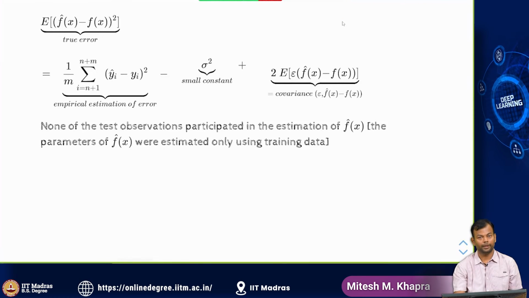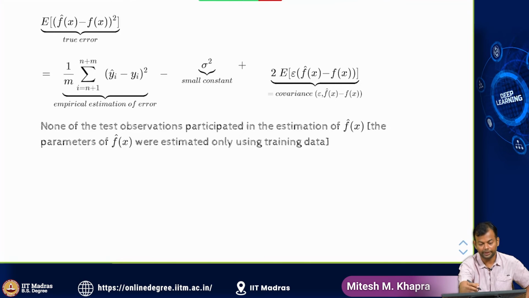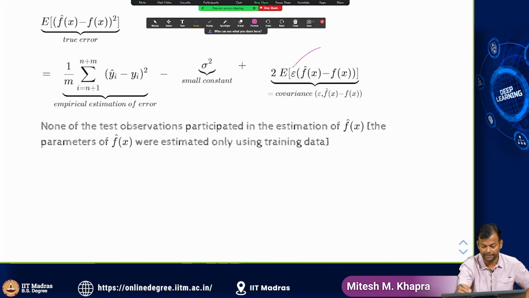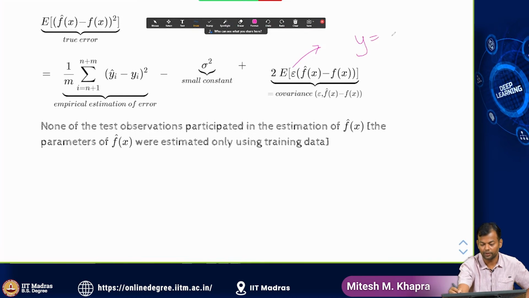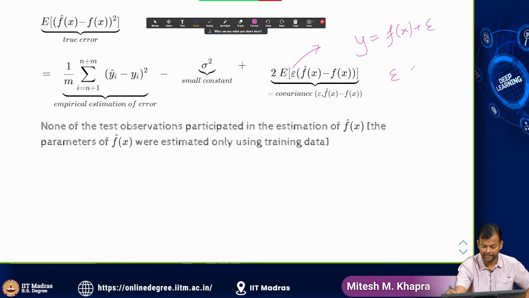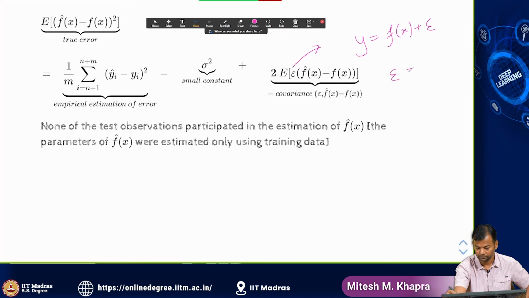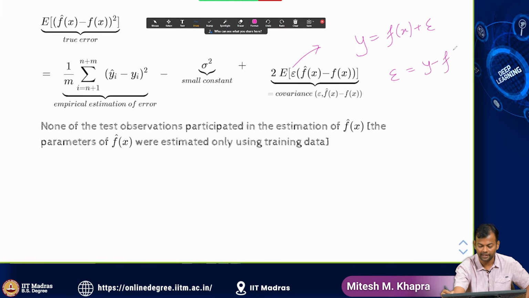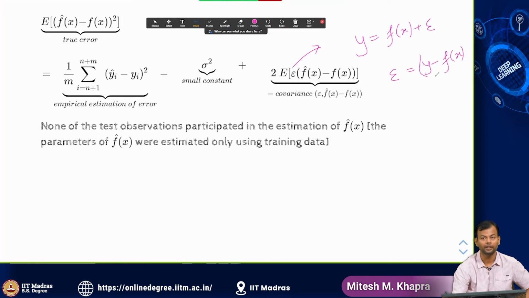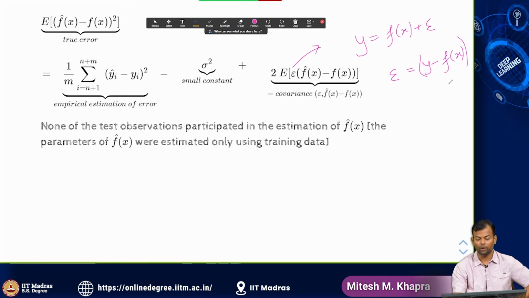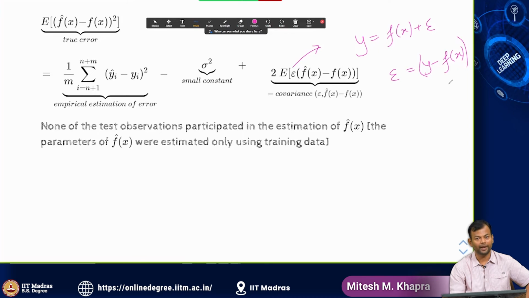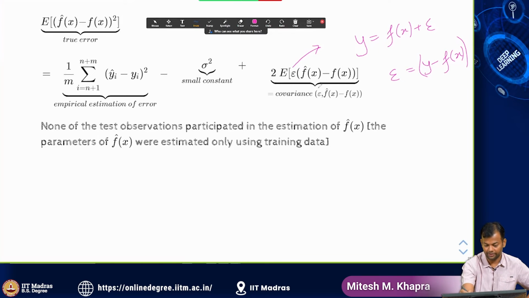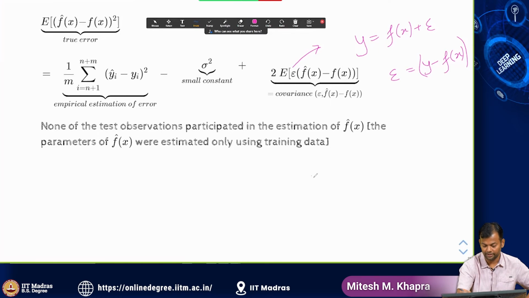Remember that epsilon here, what is epsilon actually? y is equal to f of x plus epsilon, so epsilon is actually y minus f of x. Now you are trying to find the covariance, so this quantity, as I said, is the covariance.